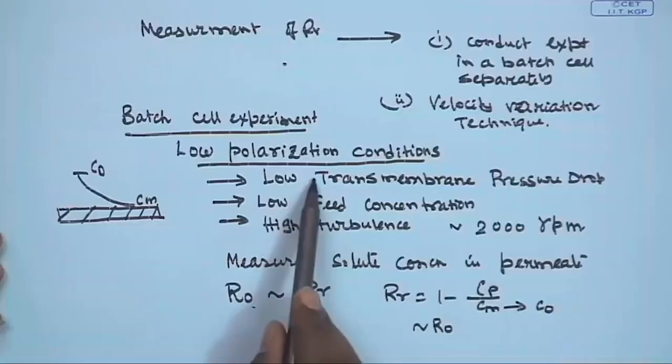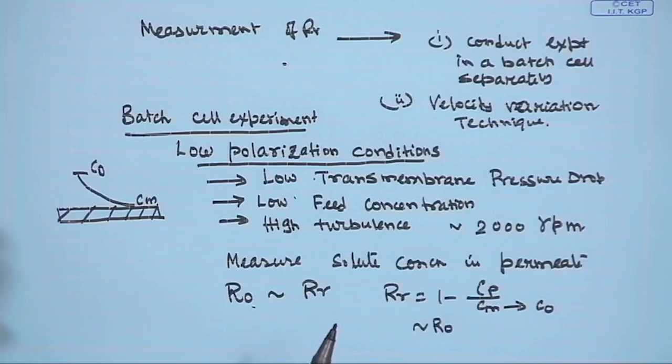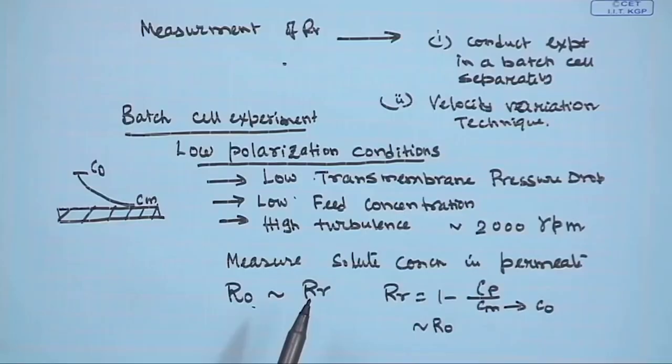Now, these low polarization conditions may not be realizable in an actual industrial scale operation, where you cannot go beyond a particular turbulence because of the limitation of the flow conditions. Low feed concentration may also not be realizable, because in an actual system you have to work with whatever concentration you have. Similarly, low transmembrane pressure drop is not at all realizable in an industrial system, where you are looking for high throughput or higher transmembrane pressure drop. Therefore, low polarization conditions can be realized only at a small laboratory scale, in a controlled environment.